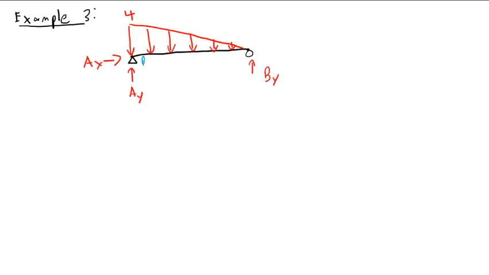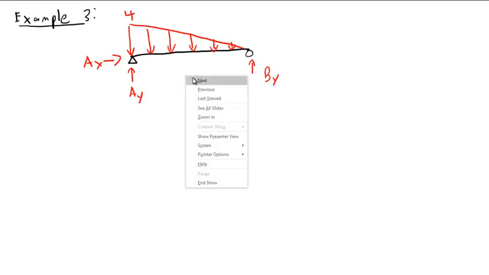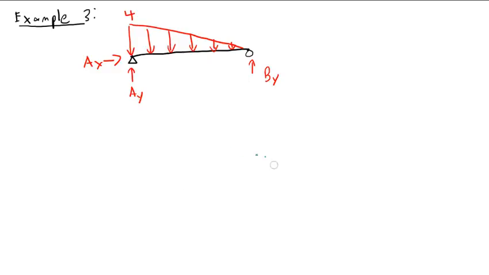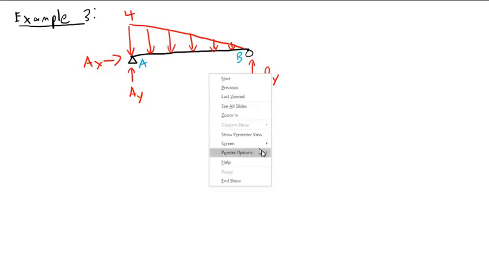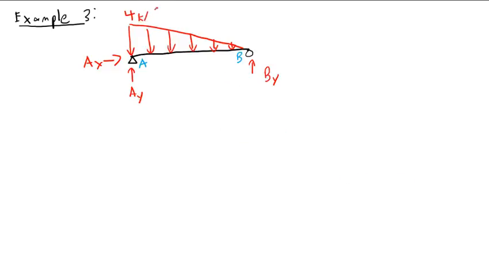We're going to have point B, oh, derp. We're going to have A on the left and B on the right. A on the left, B on the right. I should probably complete this thought up here. This is 4 kips per foot.